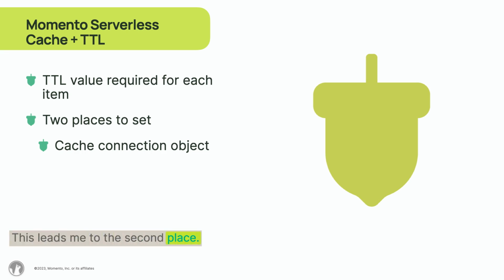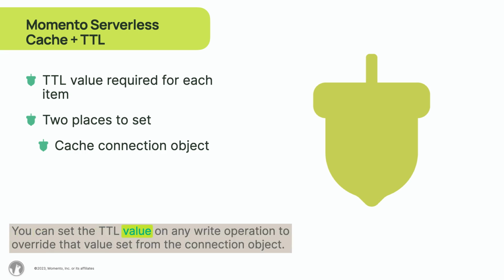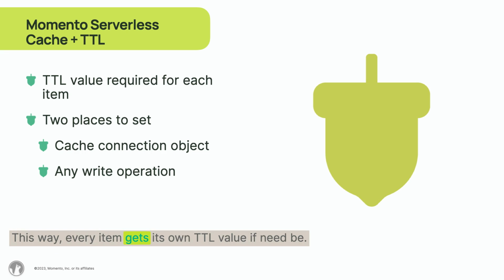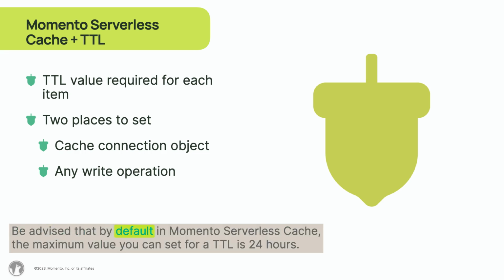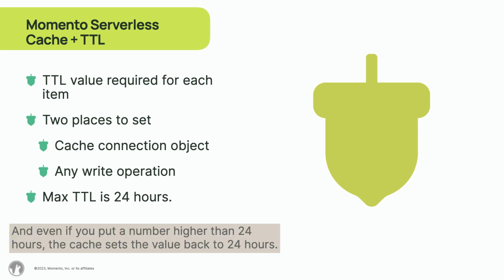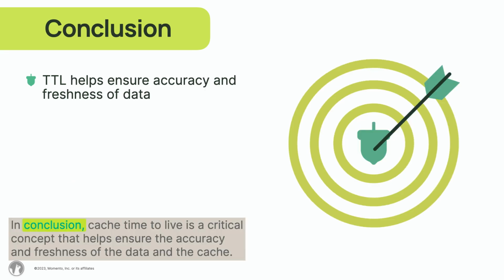This leads me to the second place. You can set the TTL value on any write operation to override that value set from the connection object. This way, every item gets its own TTL value if need be. Be advised that by default in Momento Serverless Cache, the maximum value you can set for a TTL is 24 hours. And even if you put a number higher than 24 hours, the cache sets the value back to 24 hours.